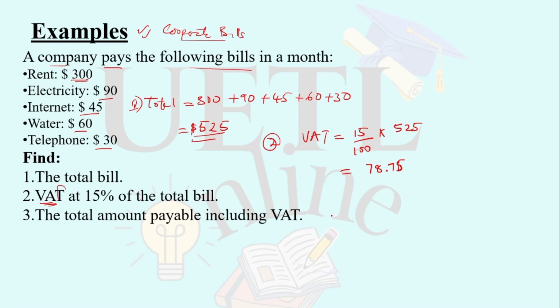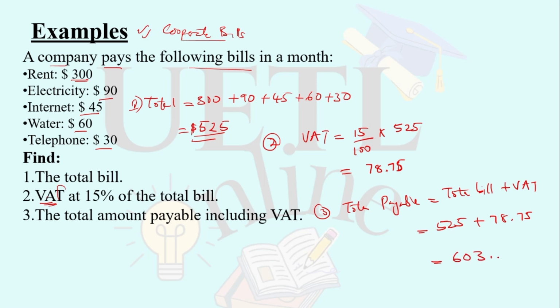Now is to find the total amount payable including value added tax. To find the total, you just have to add the total bill plus the value added tax. So total payable is equal to total bill plus the value added tax. In this case, we're going to get 525 plus 78.75. Adding this, our answer is $603.75. So this is going to become our payable bill.